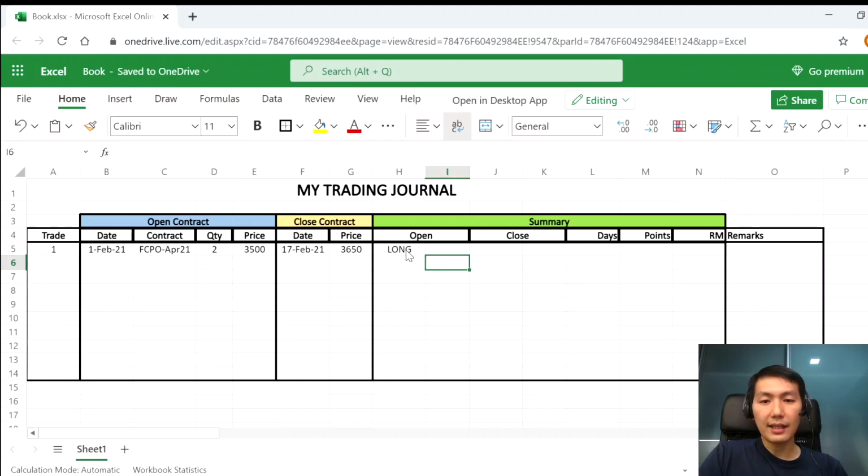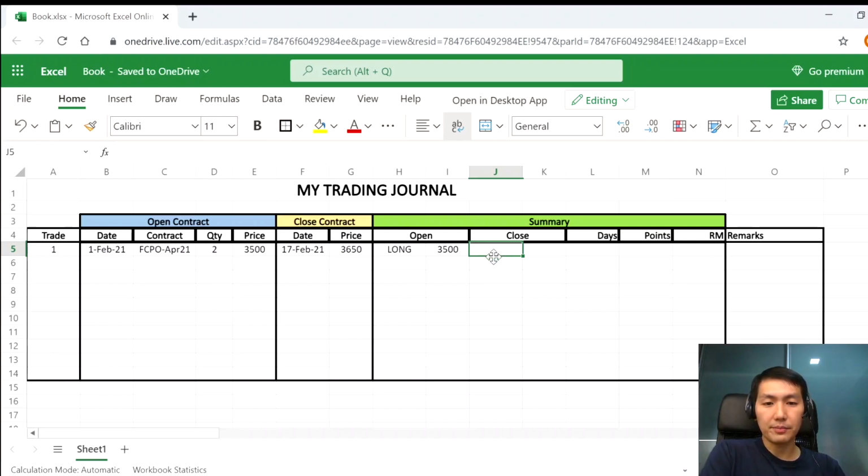Now that this opening position is a long position, at what price? Here I want to put in the price I went long at. I type in an equal sign, then put my mouse over to 3005 here, which is E5, equals E5, and then enter. It's pretty simple. Now my summary shows that I am long at 3005.